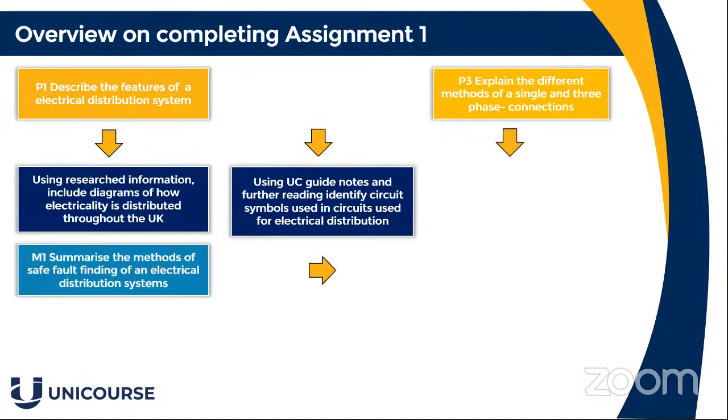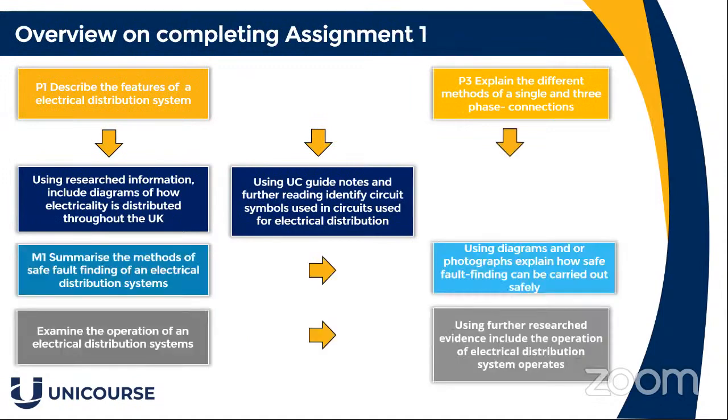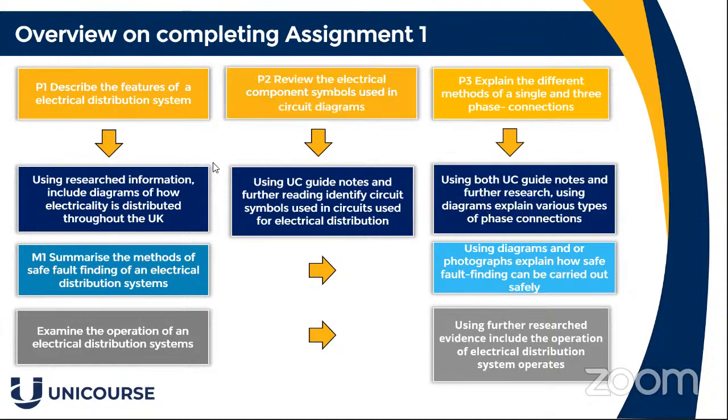So what we've got here is an overview of the actual assignment. As you can see here, the first pass is about the electrical distribution, using research information, which is included in the UniCourse guide notes and further reading, on how electricity is distributed through the UK. What we've also got is on P2, you're looking at the components. As I mentioned, they can be found in the UniCourse guide notes. What I recommend you do with that is you hand sketch those symbols.